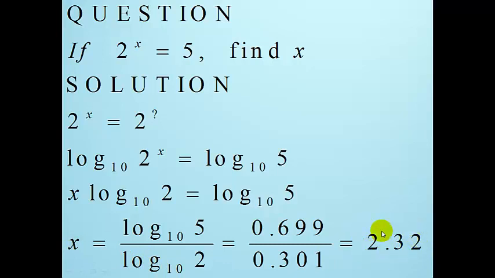So the answer is a decimal. That is why 5 could not be expressed as 2 raised to the power a whole number.